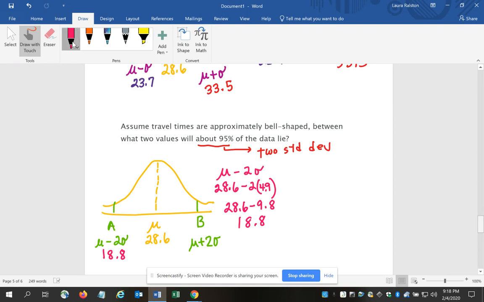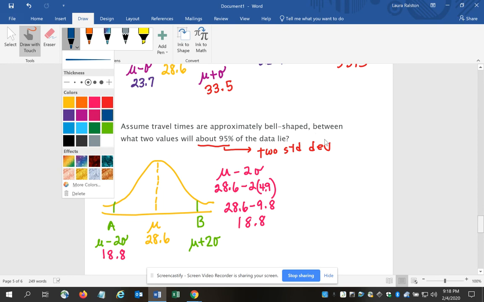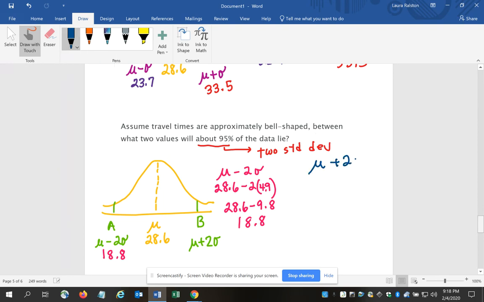Then I need to calculate the mean plus 2 standard deviations to get the high value. The mean is 28.6 plus 2 times 4.9. So I have 28.6 plus 9.8, which is 38.4. So approximately 95% of the data would lie between 18.8 and 38.4.